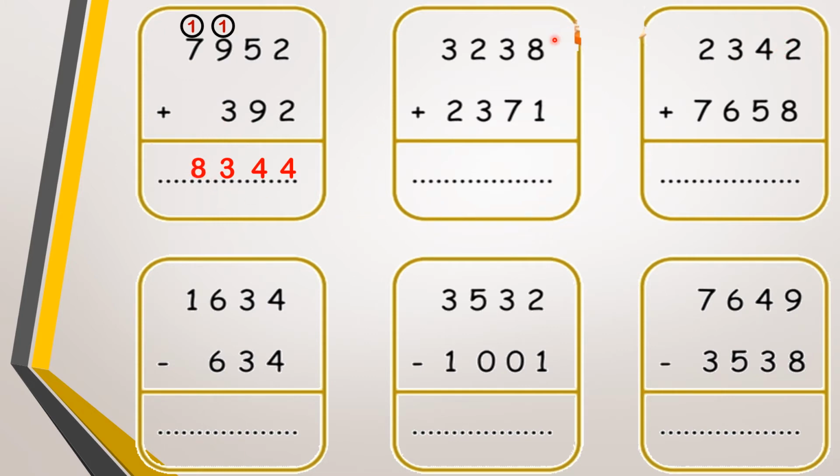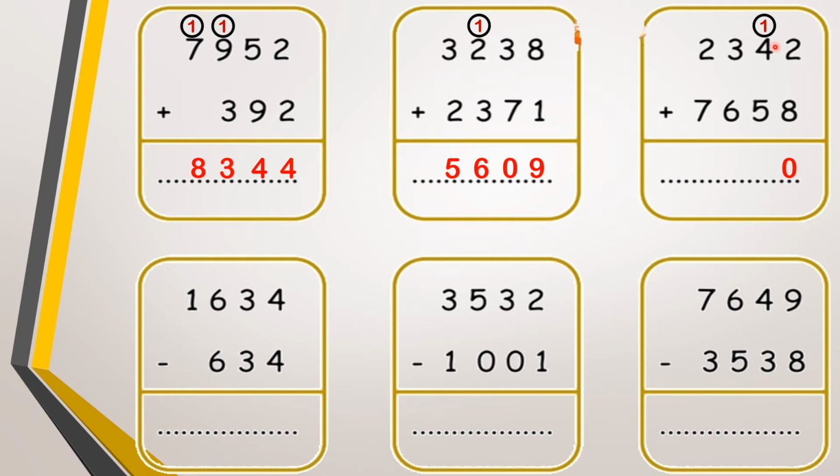Here I have 8 plus 1 equals 9. 3 and 7 is 10. I can't put 10, so I put only the 0 and carry up 1. 1 plus 2 is 3 and 3 is 6. 2 plus 3 is 5. 5,609.